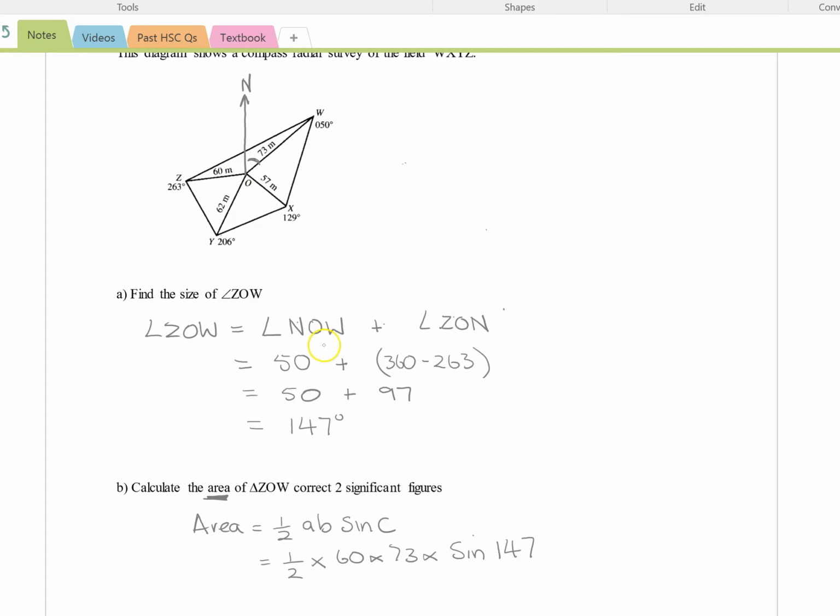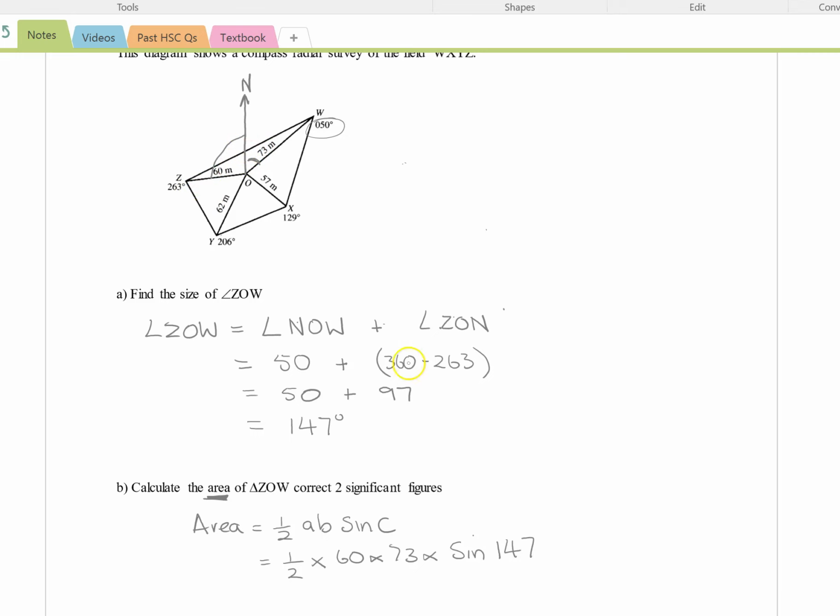Now, it's nice setting it up that way because N to O to W is the angle from due north in a clockwise direction up to W. Now that's exactly what was written there, because remember, these values represent the true bearing. So we can see that angle NOW is 50. And we need to add on now the angle on the left-hand side. Now, what would that be?